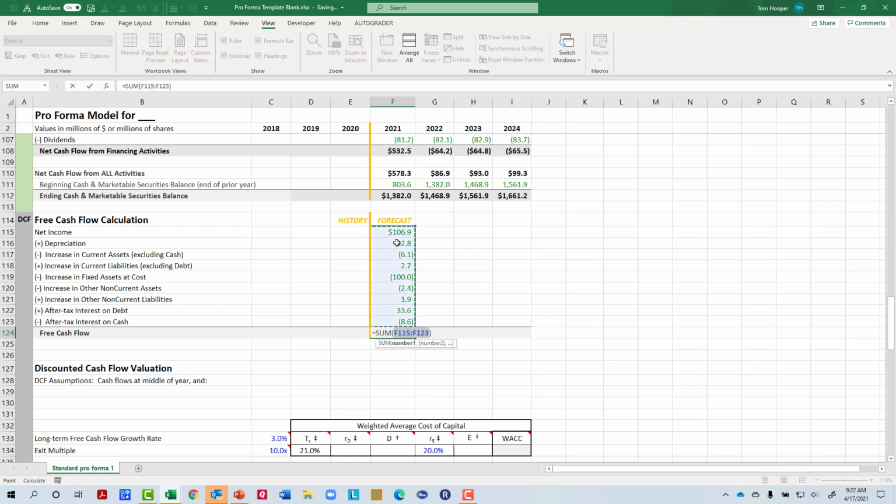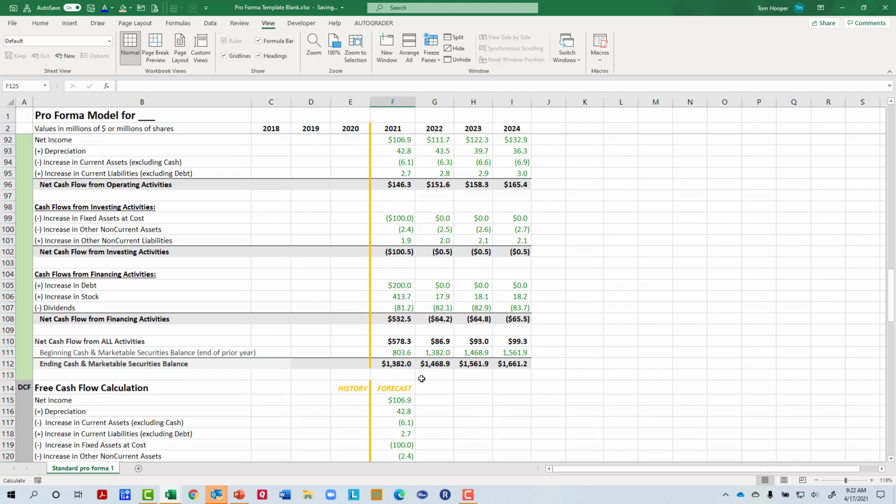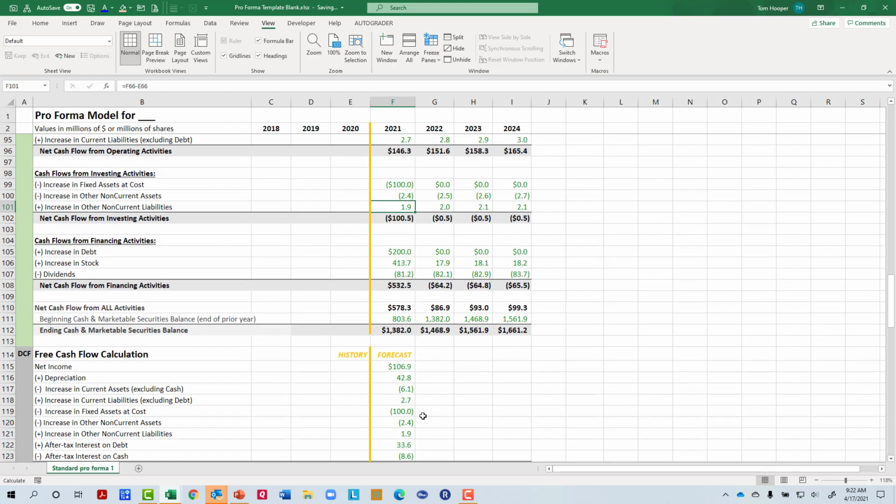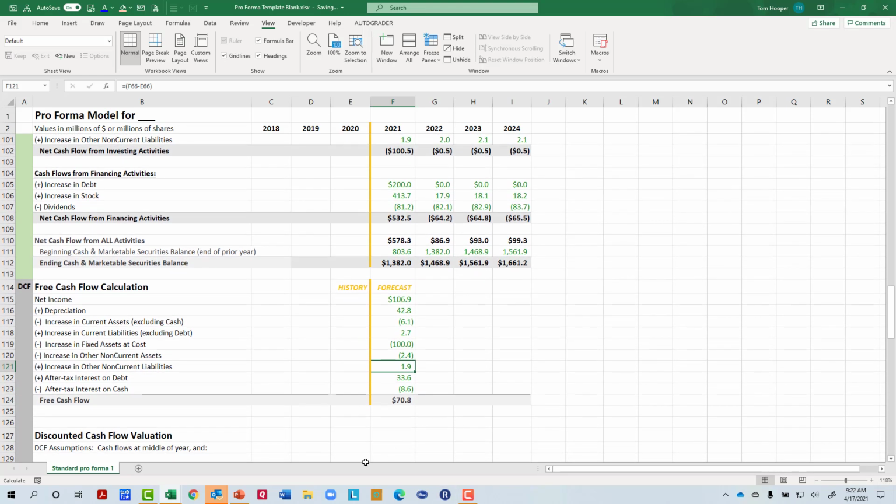So this is going to look very similar to the statement of cash flows. The first several lines should be the same, so let's check them. 106, 42.8, 6.1 negative, 2.7, 100, and 2.4, all with the same signs. Might even have one more on here, the 1.9. So all those matched. That's a good double check for us. And then we went ahead and made our interest adjustment. So this is the free cash flow to the enterprise, both debt and equity.